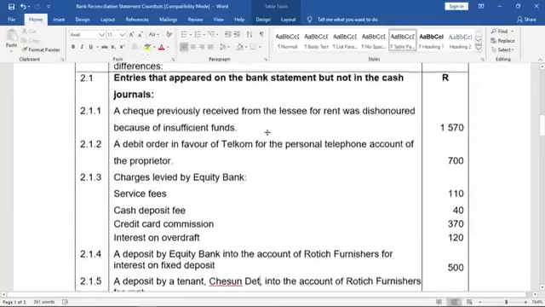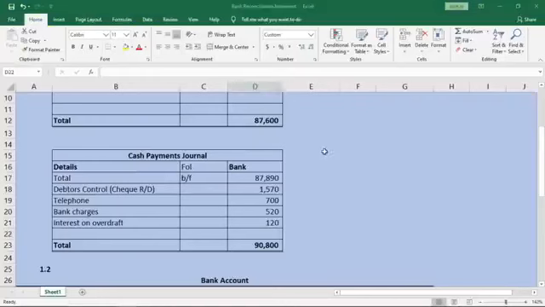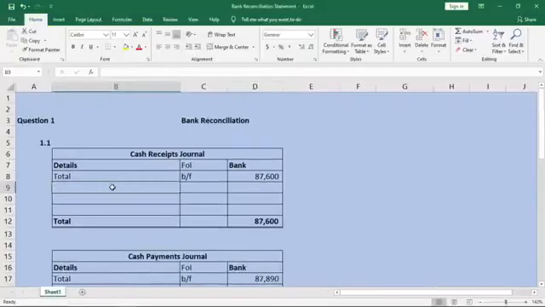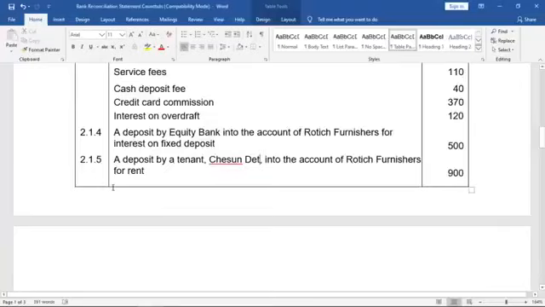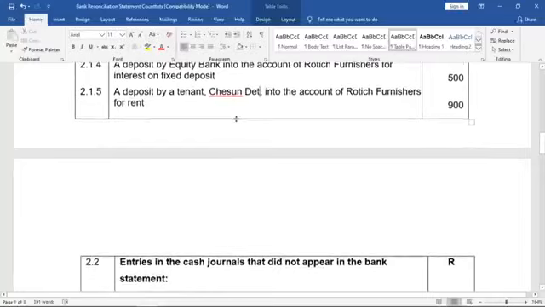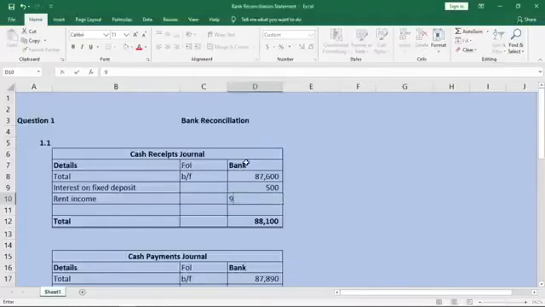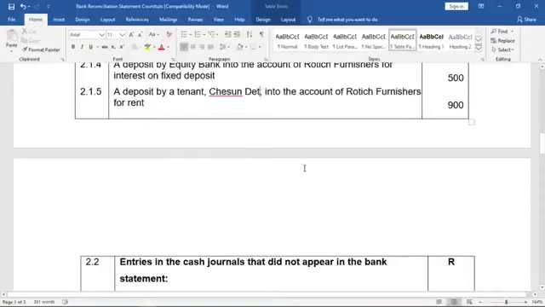Remember, all these didn't appear in our books as we're told up here. So we have to put it in our cash receipts journal for 500 rand. So I'm going to go to my cash receipts journal and write interest on fixed deposit, and then I put in the 500 rand. And then the next one, a deposit by a tenant Chesun debt into the account of Rotich Furnishers for rent. So we're going to call it rent income. And then how much was that? That was 900 rand. So I'm going to put 900 rand. Then we move on to the next one.